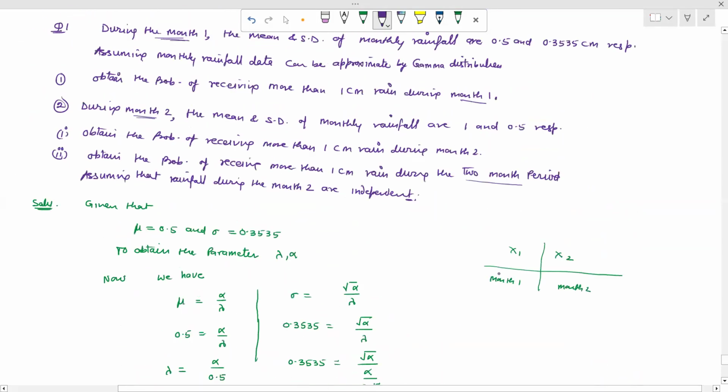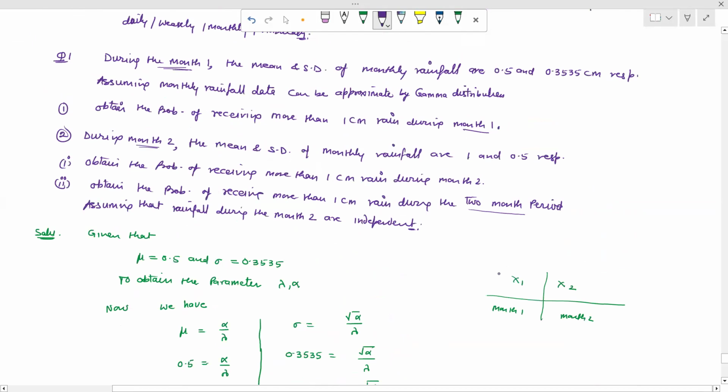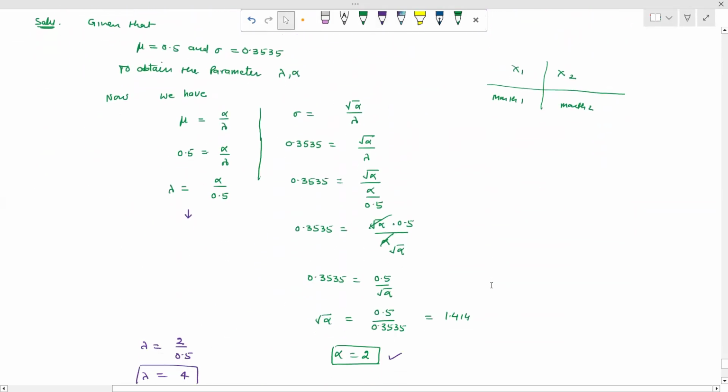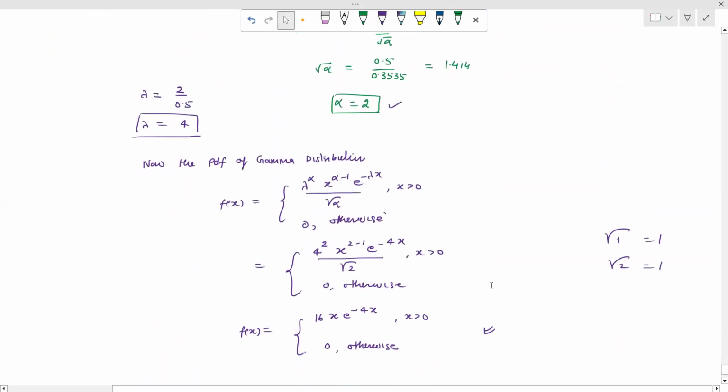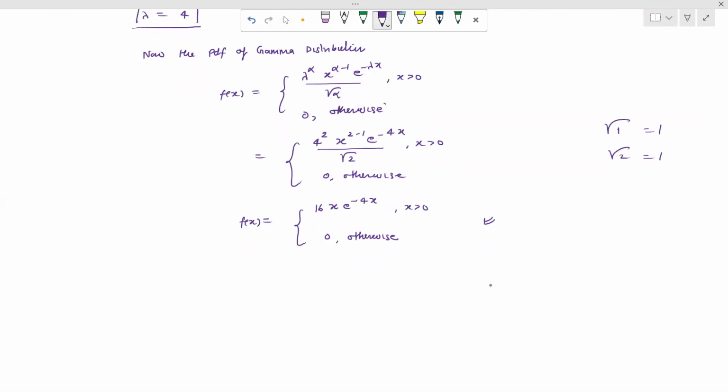So this is our first part. Obtain the probability of receiving more than 1 centimeter rain. More than 1 centimeter means our random variable x is greater than 1. So the required probability P of more than 1 centimeter rain, x greater than 1, can be written as 1 minus probability of x less than or equal to 1.